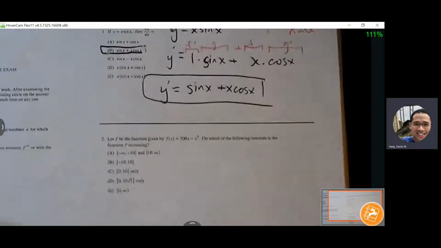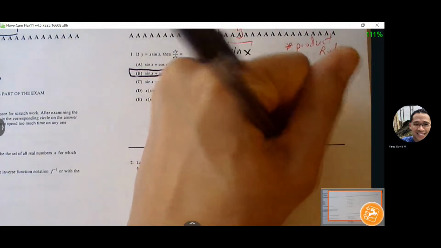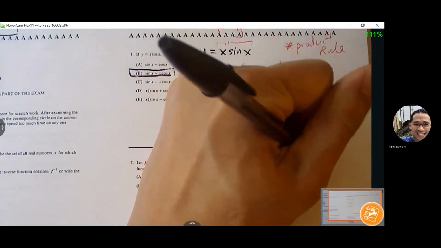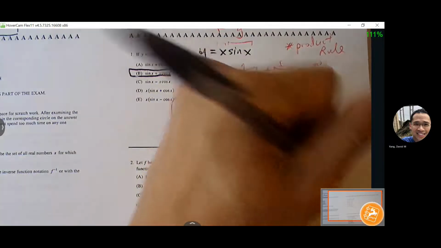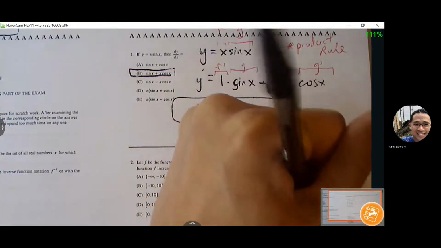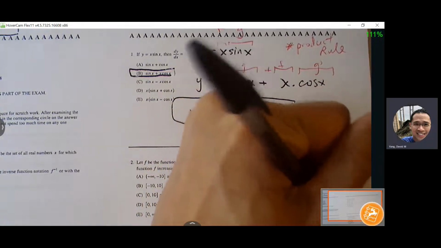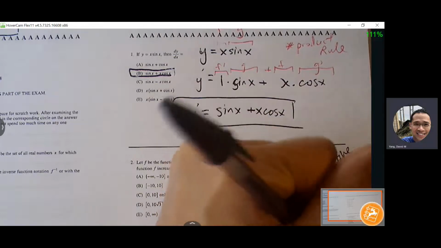Okay, number 2, let f be the function given by f of x. On which of the following intervals is the function increasing? So we gotta go through the first derivative test. Find f prime. Set f prime equal to 0. Critical points, sine y.